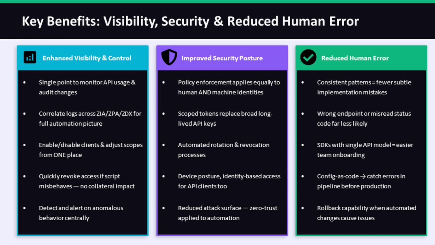And configuration as code enables you to catch policy errors in a CI/CD pipeline before they reach production, and to roll back changes if automated deployments cause unexpected issues. For the exam, be able to articulate each of these three benefits and connect them back to Zero Trust principles, especially the idea that machine identities are first-class citizens in a Zero Trust architecture.